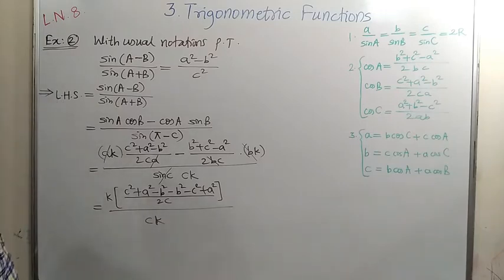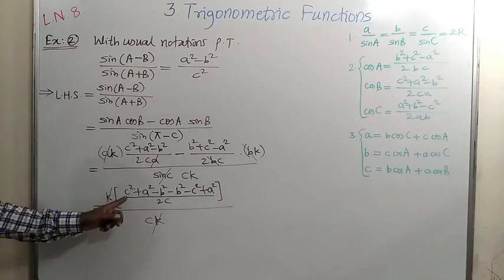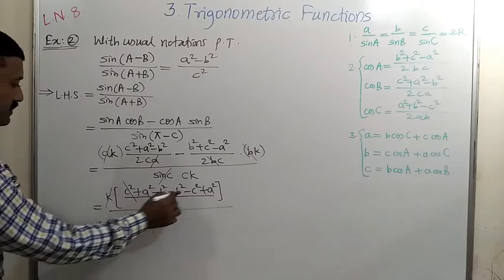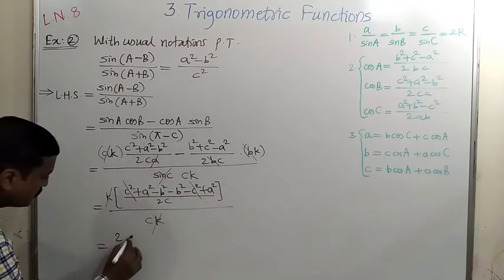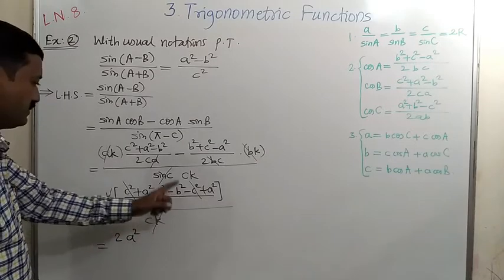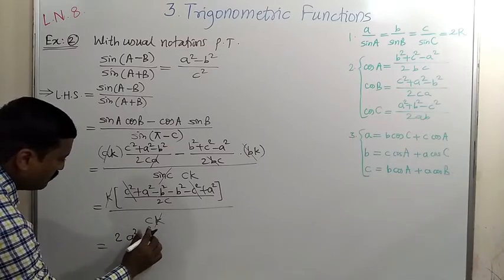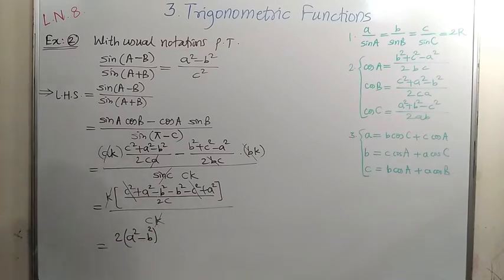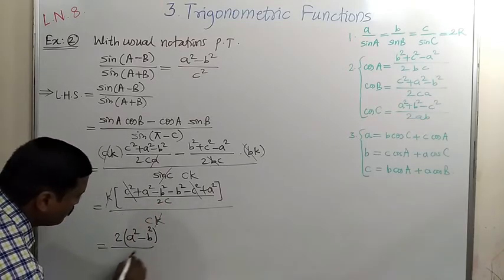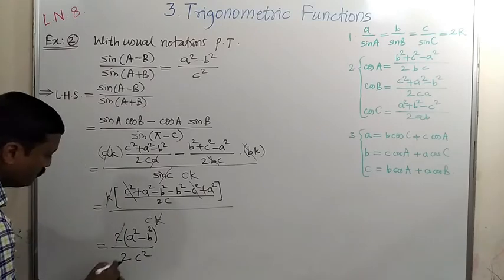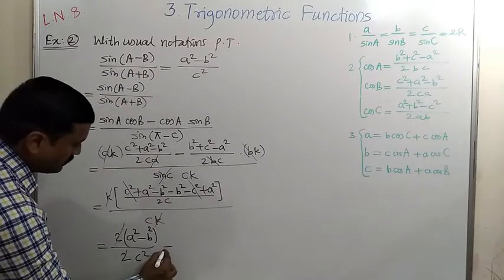So this k gets cancelled once again. Here c square and minus c square get cancelled. A square plus a square is twice a square. Minus b square minus b square is minus twice b square. Taking 2 common, we get twice of a square minus b square, and at the denominator we get 2c square. These two get cancelled once again. Remains a square minus b square upon c square. That is our RHS.